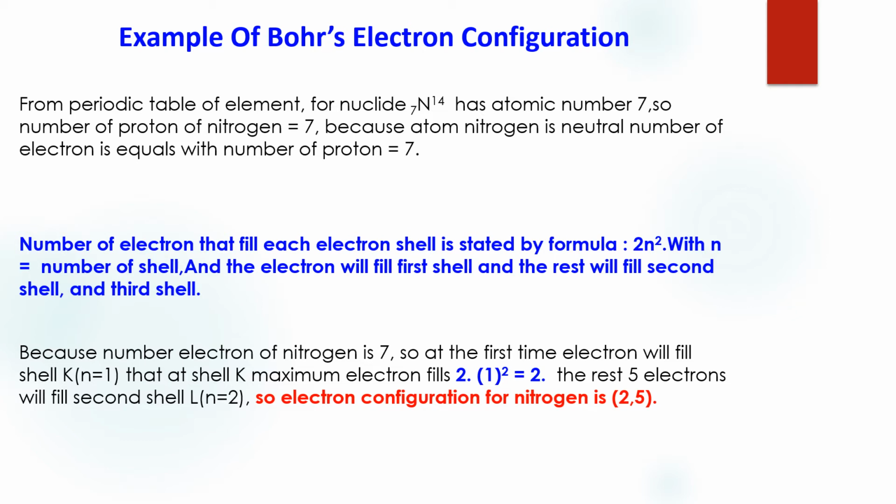The model for the nitrogen atom can be seen in the right figure. As we can see, at the first shell, shell K, there are 2 electrons, and at the second shell, shell L, there are 5 electrons.